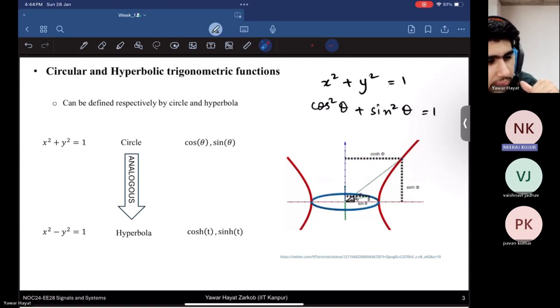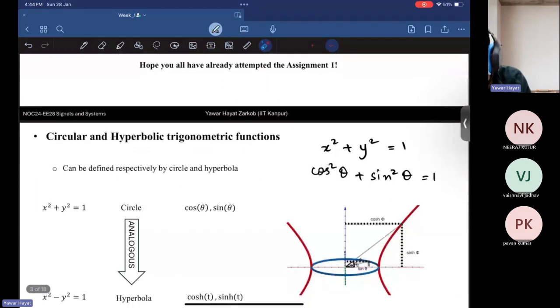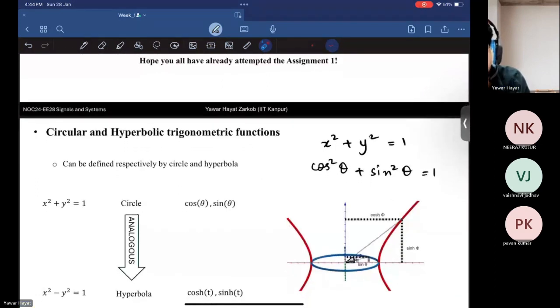Sir, I have one question: which sections of mathematics are important for signals and systems? For signals and systems, I would say all of these sections are important. See, you'll be using these trigonometric functions ahead in the course, right? As you'll move ahead in the course, you'll be using functions. Signals and systems, what is a signal by definition? It is a function, right?